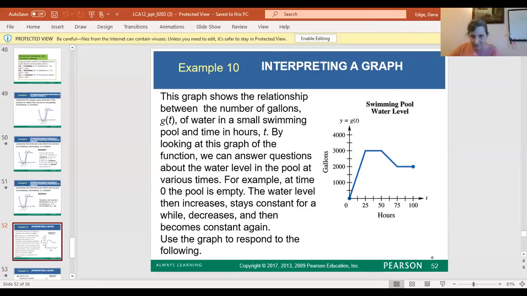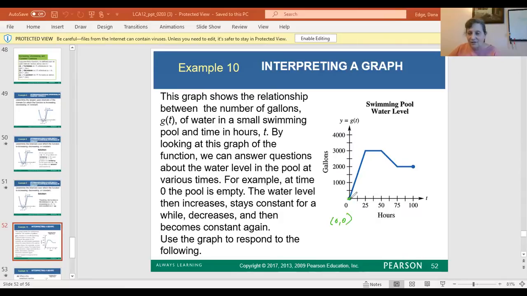Here's our time, here's our gallons. So the time is the X value. In this case, we're using T. The Y is the number of gallons. By looking at the graph of this function, we can answer questions about the water level in the pool at various times. For example, at time 0, the pool is empty. When T is 0, the Y is 0. The water level then increases, stays constant for a while, then decreases, and then becomes constant again.